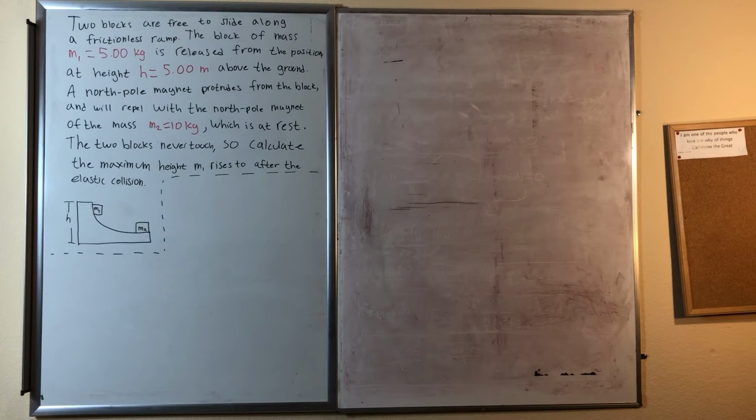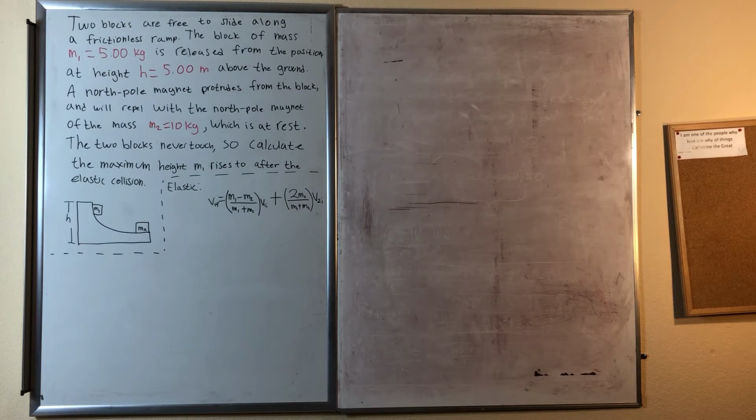This problem states the collision is elastic, so let's write the elastic equation down: v1 final equals (m1 minus m2) over (m1 plus m2) times v1 initial, plus 2 times m2 over (m1 plus m2) times v2 initial. We are only calculating for the one mass, so just this one equation will work fine.